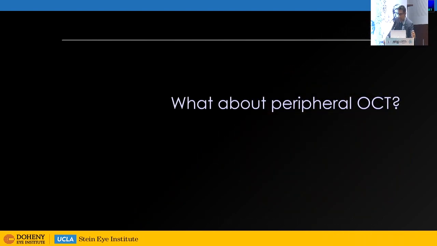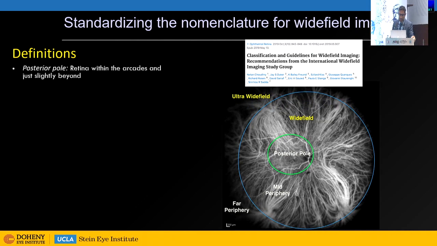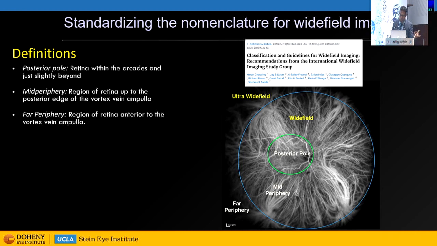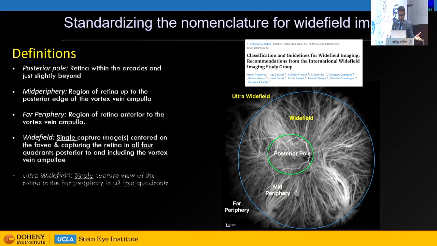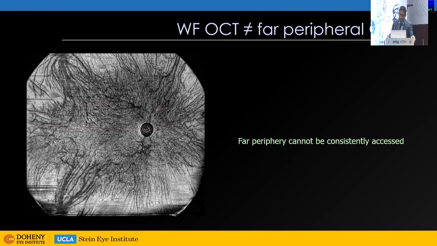Now, peripheral OCT was the other major big advance, and I think Dr. Vatzel did a great job of describing this. And Chaitra already went through the definitions of that when we tried to standardize the definitions for different zones of the fundus as well as the different regions. And I just want to say the far periphery is the region of the retina anterior to the vortex vein ampulla. And what I wanted to highlight is that wide field OCT is not the same as far peripheral OCT, right?